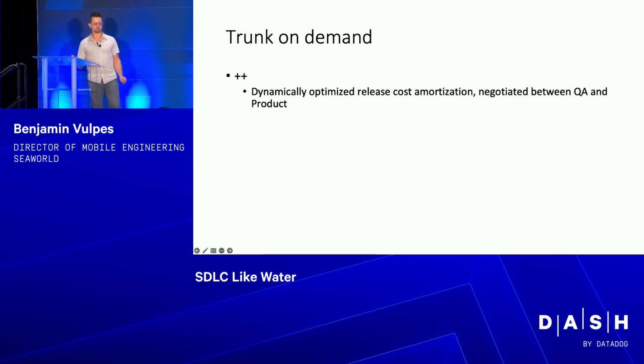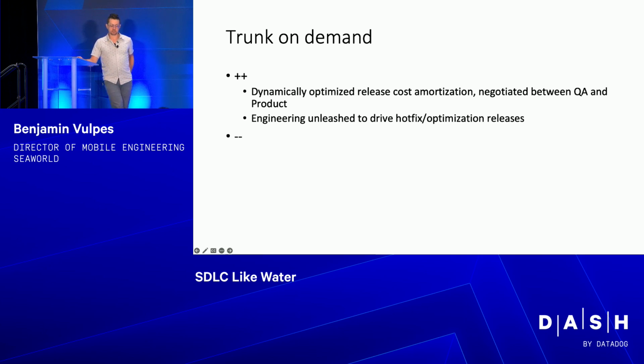Trunk on demand. What's good about it? You can dynamically optimize the release cost. You can say, okay, I've got these fixed costs. I'm going to wait until I have enough features in the canon that I think it's worth spending the time and energy to do a release. Engineering is unleashed to a certain degree to do hotfixes and optimizations all day because they're no longer worried in the back of their heads about design or QA not approving the PR in time and the code getting merged in a reasonable amount of time.